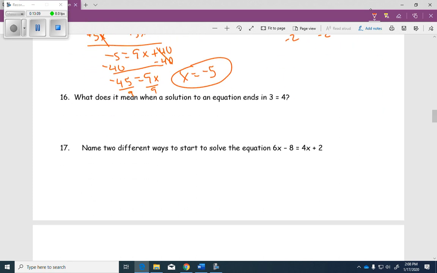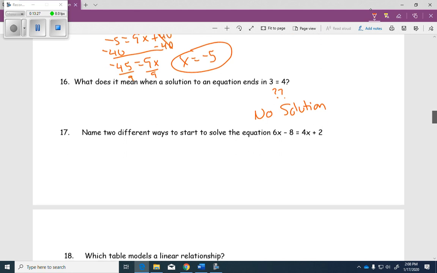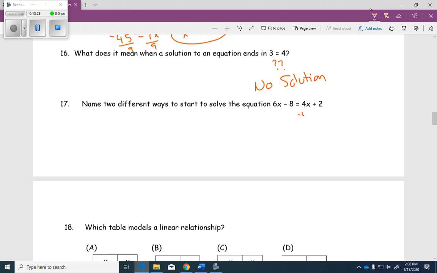What does it mean when a solution to an equation ends with 3 equals 4? Well, these are the ones that we then put question marks on and we say there's no solution. Name 2 different ways to start solving this equation. Well, there are many different ways to start solving it. I could subtract 4x from both sides. That's one way to start.